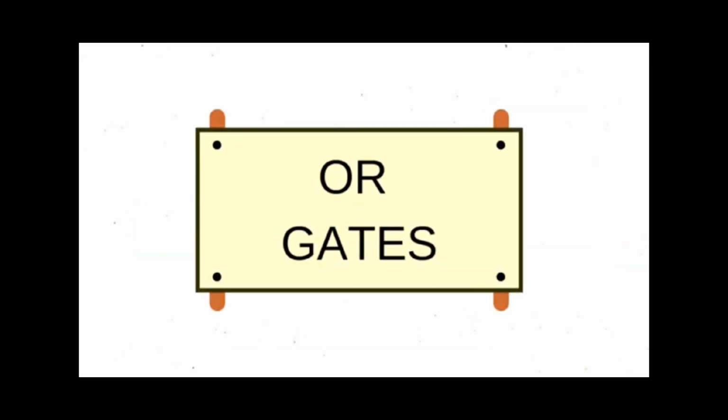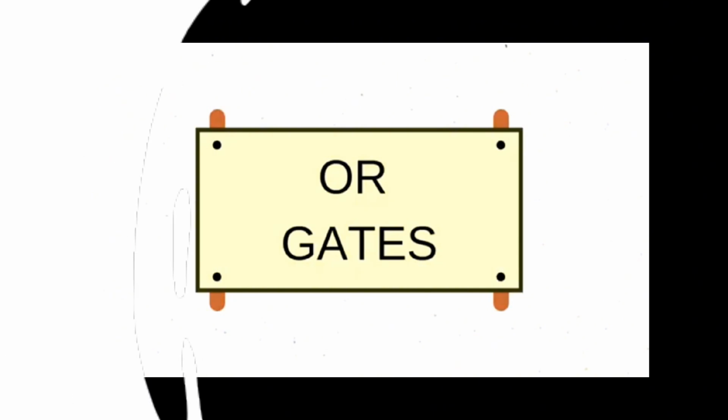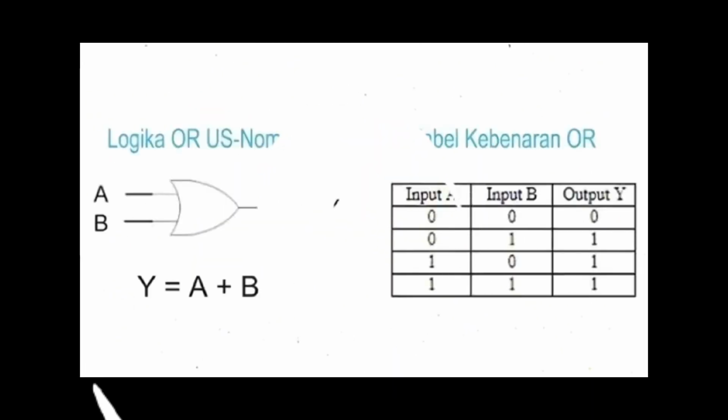OR gate. This logic gate produces an output of value 1 if one or both inputs are 1. If all inputs are 0, then the output is 0. OR gate is a logic gate that produces output based on the following principle. The output will have a value of 1, high, if one or more inputs have a value of 1, high. The output will only be 0, low, if all inputs are 0, low.